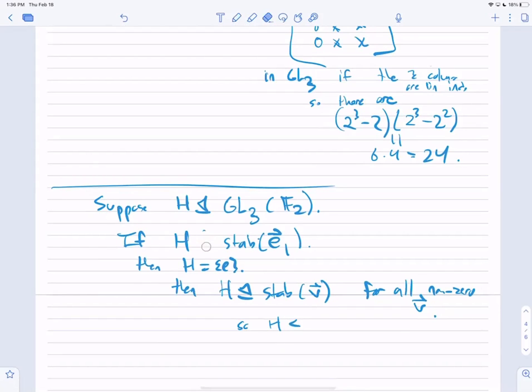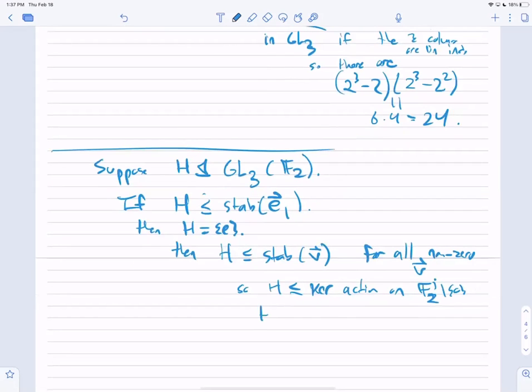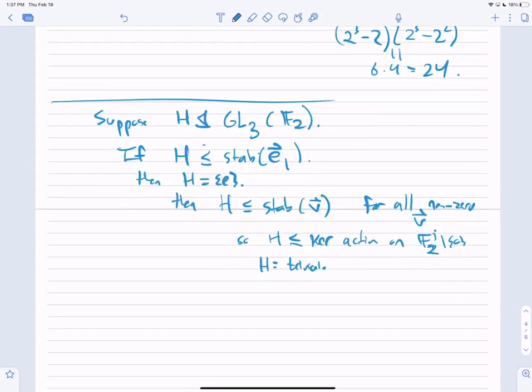Sorry, this is a subgroup, and it will be automatically normal. So then H is in the kernel of the action on F2 cubed minus 0, and so H is trivial. It's contained in the intersection of all these stabilizers, which we saw was trivial. Okay, so suppose H is not in the stabilizer of E1.